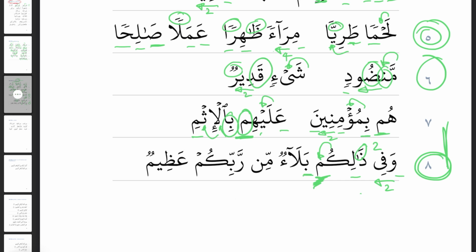Okay, so we have, from the beginning of this example, we have wa fi dhalikum ba la. I nearly put 2. Did you see that? This is a 4 stretch. Ba la.